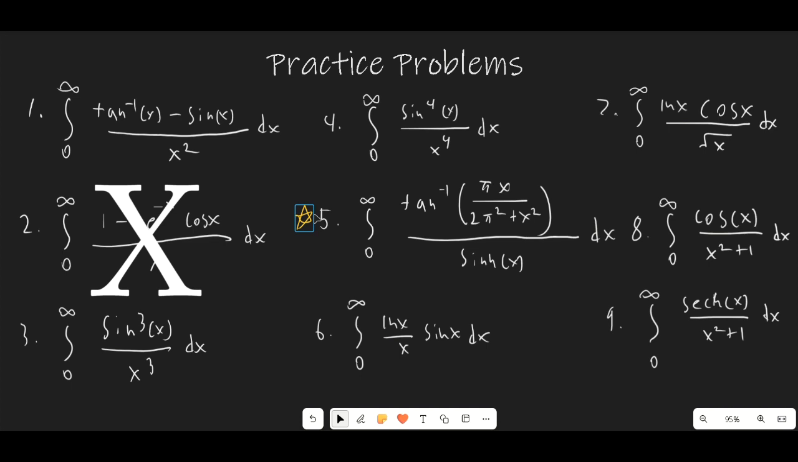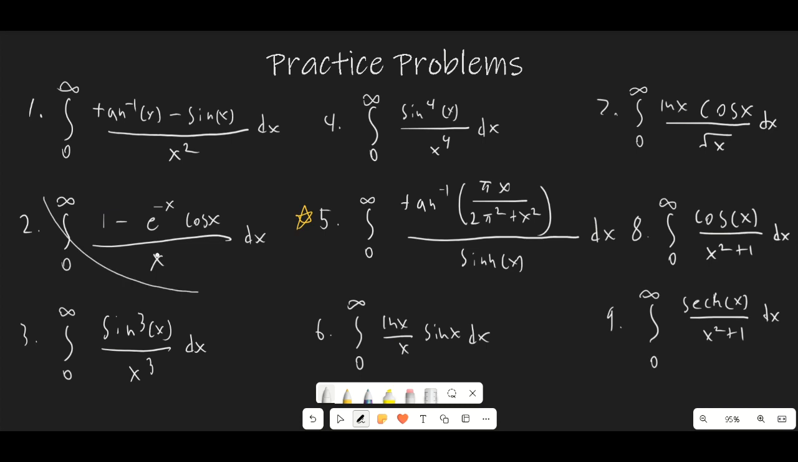You know what I just realized? This problem right here, where did I get it from? Because this integral doesn't converge. Okay, don't try this problem. Yeah, don't try that one. Sorry about that.